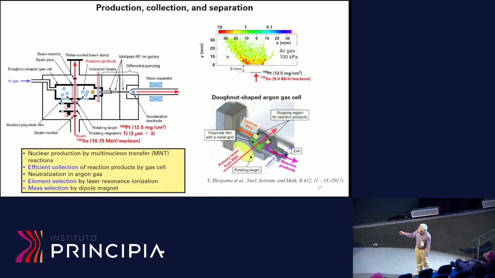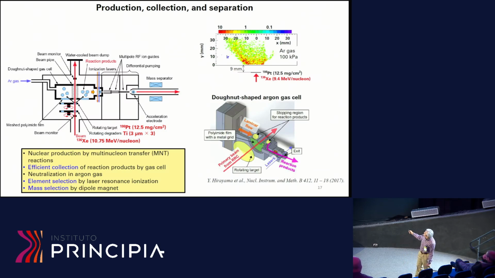Okay, this figure shows the schematic view of the gas cell chamber. The xenon beam from the Riken Ring Cyclotron goes to the energy degrader to tune the optimum energies and hit the targets. The reaction products leave at certain angles, and they pass through the polyimide films into the gas cell.